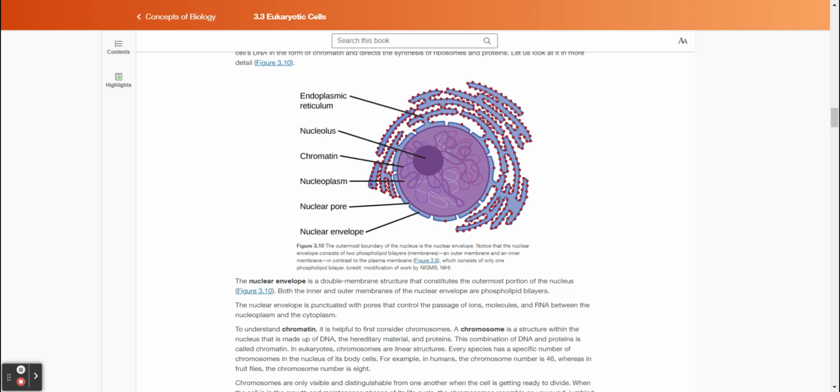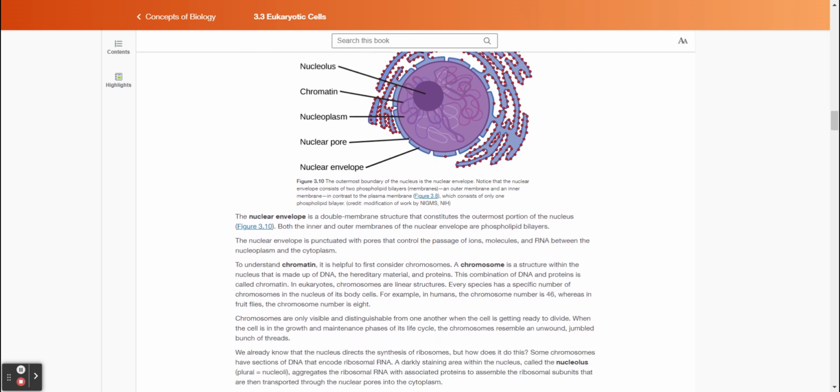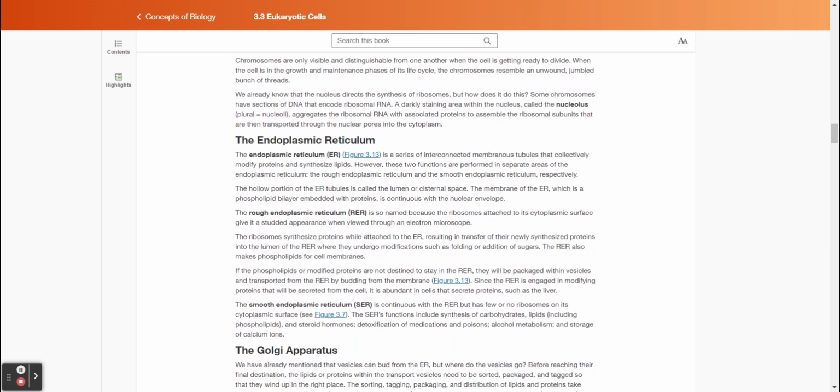A chromosome is a structure within the nucleus that is made up of DNA, the hereditary material, and proteins. This combination of DNA and proteins is called chromatin. In eukaryotes, chromosomes are linear structures. Every species has a specific number of chromosomes in the nucleus of its body cells. For example, in humans, the chromosome number is 46, whereas in fruit flies, the chromosome number is 8. Chromosomes are only visible and distinguishable from one another when the cell is getting ready to divide. When the cell is in the growth and maintenance phases of its life cycle, the chromosomes resemble an unwound, jumbled bunch of threads.